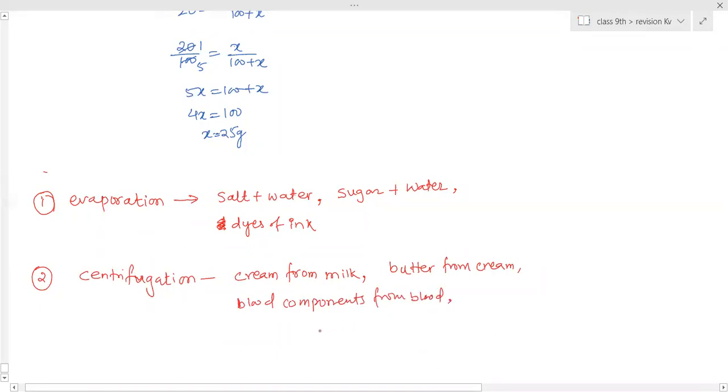Ma'am, could you teach centrifugation? I don't know it. Centrifugation is the method generally used for colloids, where the colloids are spun, meaning rotated, at a very high speed, due to which the heavier particles settle down and the lighter particles float. Okay, ma'am.